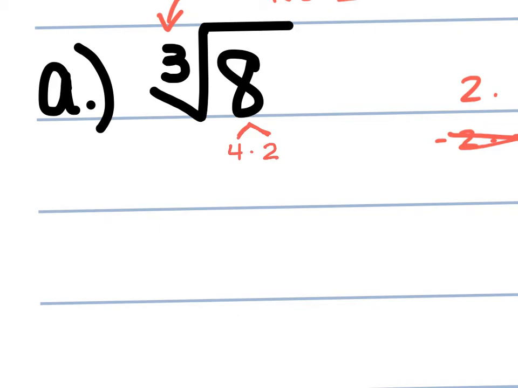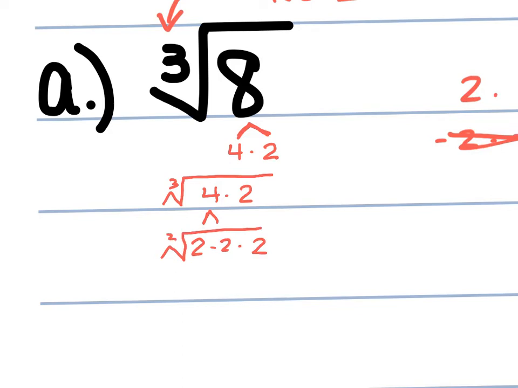4 and 2. So we've got 4 times 2 underneath there, right? That's the same thing, right? 4 times 2 underneath there is the same thing as 8, yeah? But that 4 breaks down even further. What does that break down to? 2 and 2 times another 2.